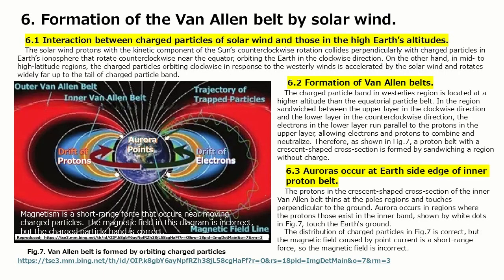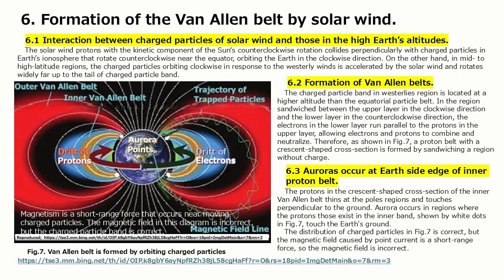Formation of the Van Allen belt by solar wind. Interaction between charged particles of the solar wind and those in the Earth's high altitudes. The solar wind protons, with the kinetic component of the Sun's counterclockwise rotation, collide perpendicularly with charged particles in Earth's ionosphere that rotate counterclockwise near the equator, orbiting the Earth in the clockwise direction. On the other hand, in mid to high latitude regions, the charged particles orbiting clockwise in response to the westerly winds are accelerated by the solar wind and rotate widely, far up to the tail.